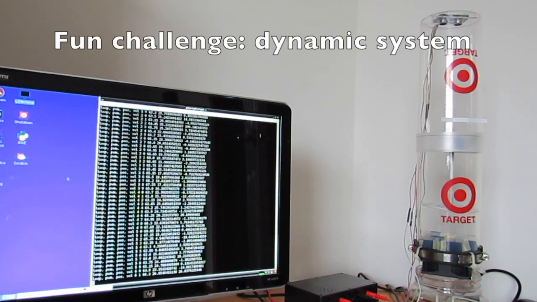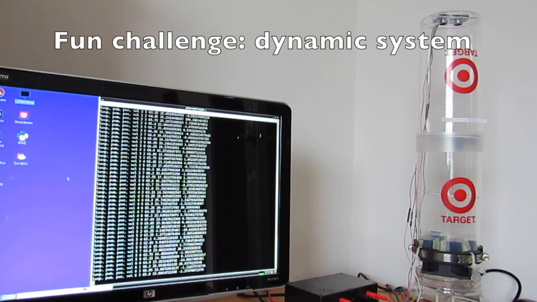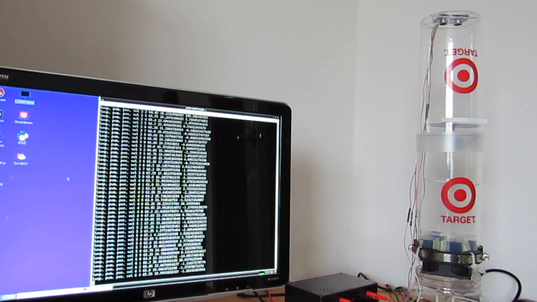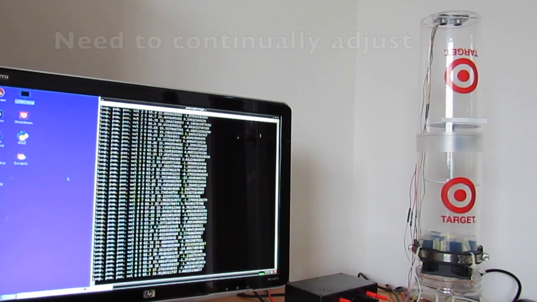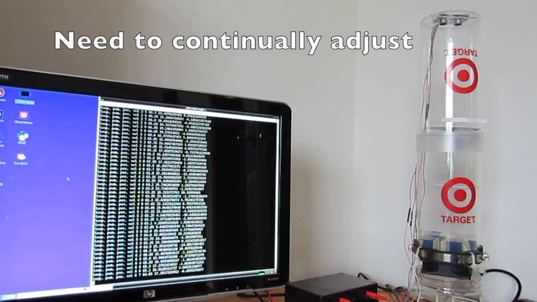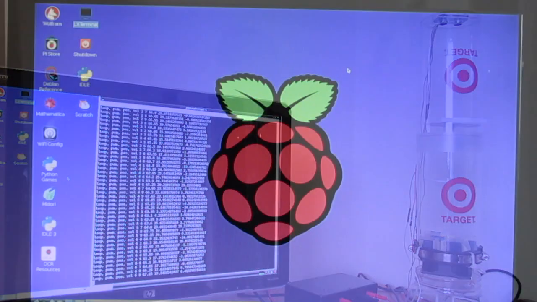One challenge I liked about this setup is this is a dynamic system. A steady airflow will not keep the height steady. There is randomness from turbulence and airflow rotation.